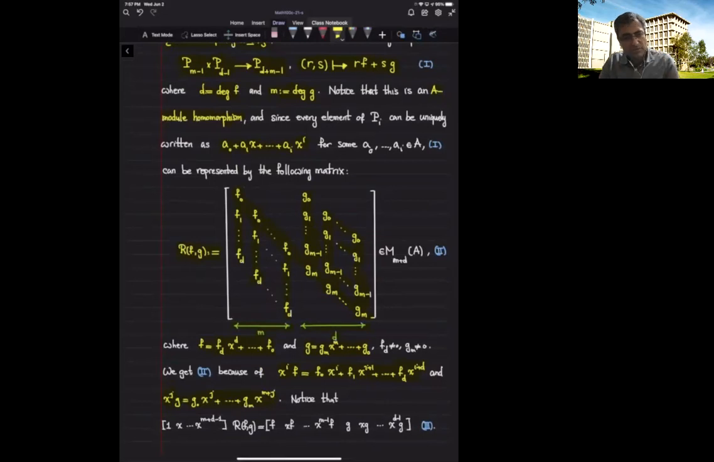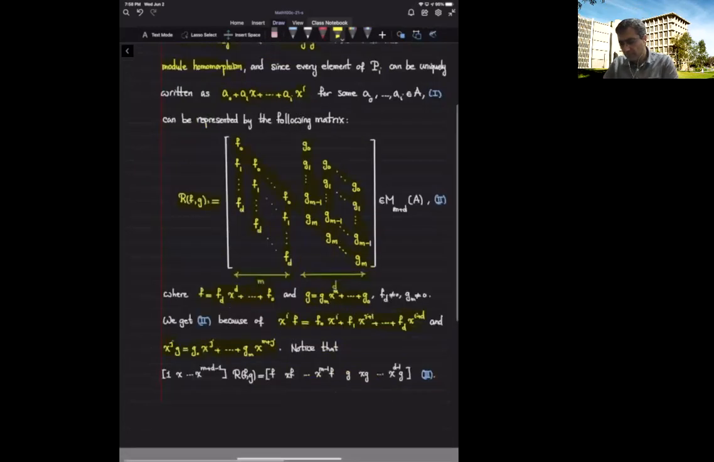And this matrix representation, if I understand this matrix well, then I can understand this map well, which in turn can tell me what are the polynomials that can be written as a linear combination of f and g. But we are going to use this in an interesting way. So what do I mean by that?